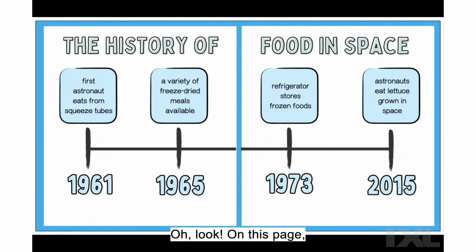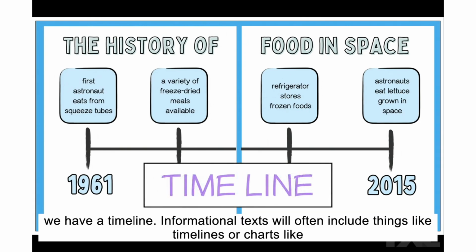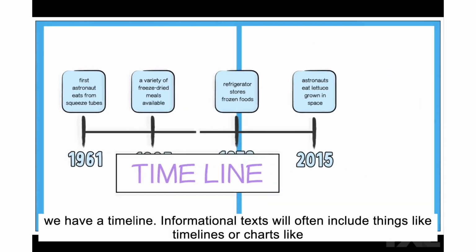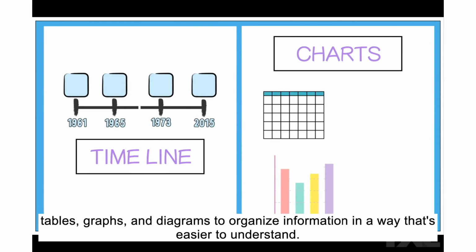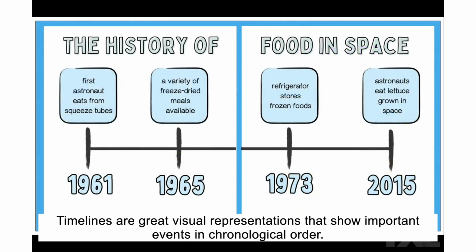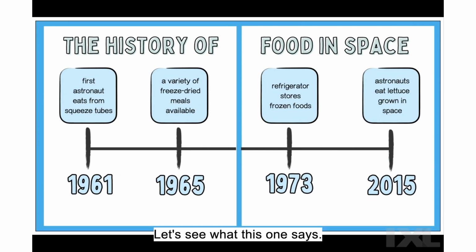Oh, look! On this page, we have a timeline. Informational text will often include things like timelines or charts, like tables, graphs, and diagrams, to organize information in a way that's easier to understand. Timelines are great visual representations that show important events in chronological order. Let's see what this one says.